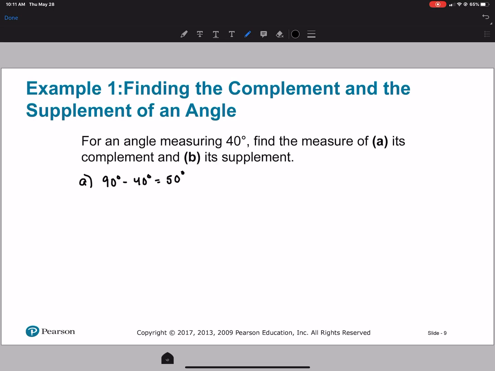That is the complement. Now, for the second part, we're going to have 180 degrees minus the 40 degrees, and that's going to give us 140 degrees. Those are supplementary and complementary angles. So the complement of 40 degrees is 50 degrees, and the supplement of 40 degrees is 140 degrees.